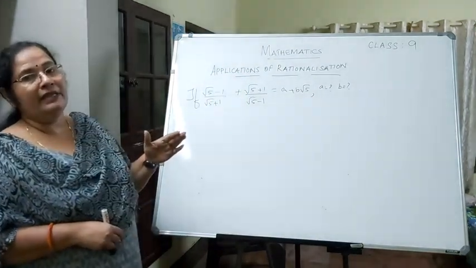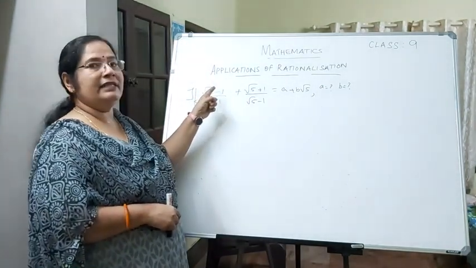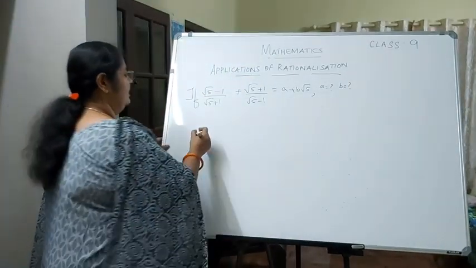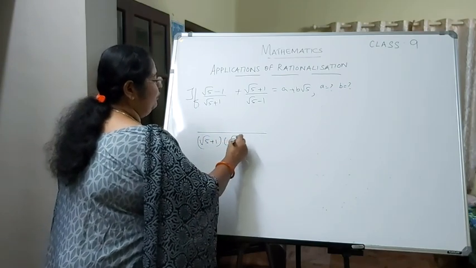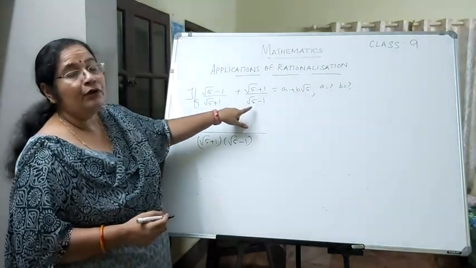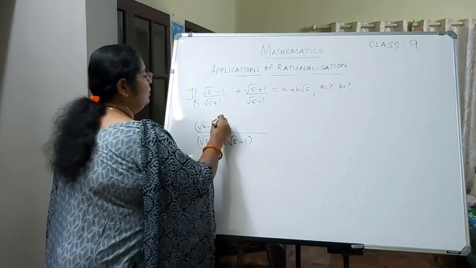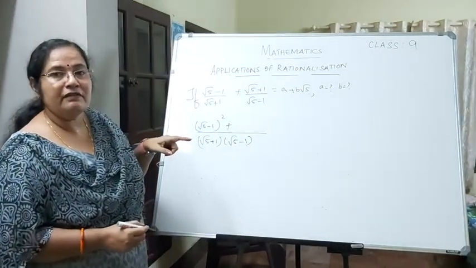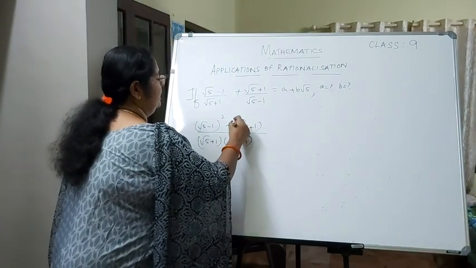So what would be the denominator? The denominator will be the product of the denominators. And what is the numerator? Sum of cross products. Let us see how we can write this. The denominator will be root 5 plus 1 into root 5 minus 1. And the numerator will be root 5 minus 1 into root 5 minus 1, which is the same as root 5 minus 1 the whole square, plus root 5 plus 1 into root 5 plus 1, which is the same as root 5 plus 1 the whole square.